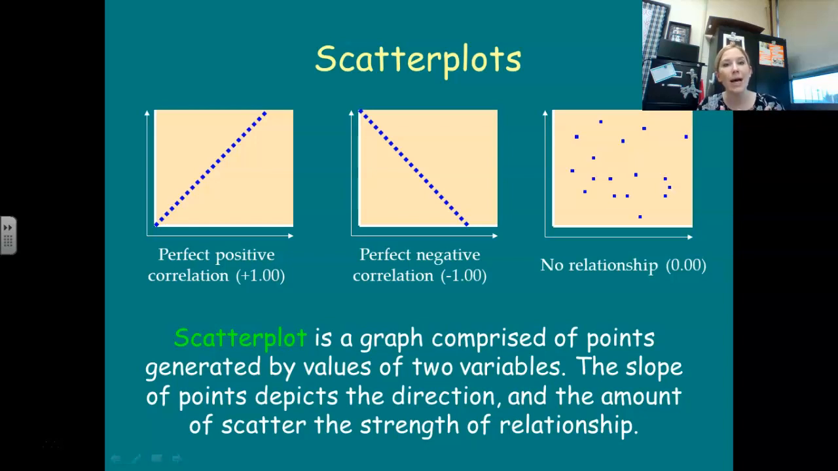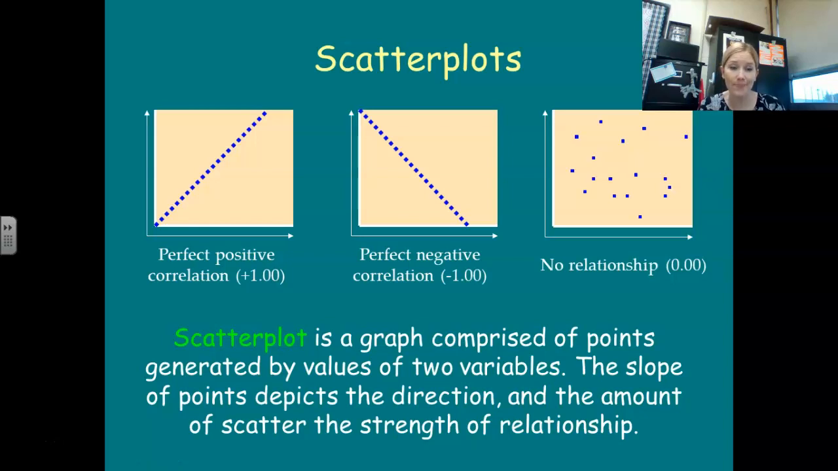The closer they are to one another, you can see this right here, for example, or this right here, these are perfect relationships. The closer they are to a perfect line, the more closely connected they happen to be. The strength of their relationship is exponentially stronger. If it's all over the place, then that means there is no real relationship between them.